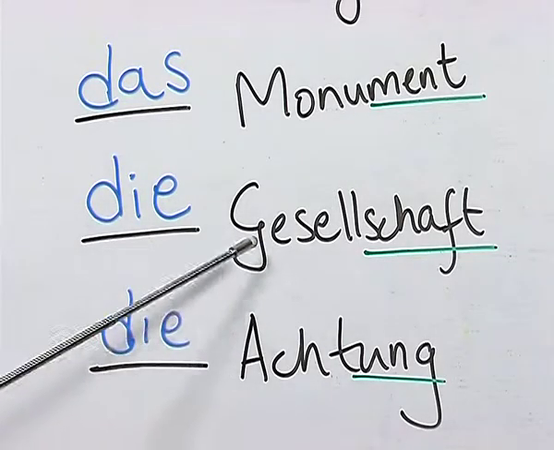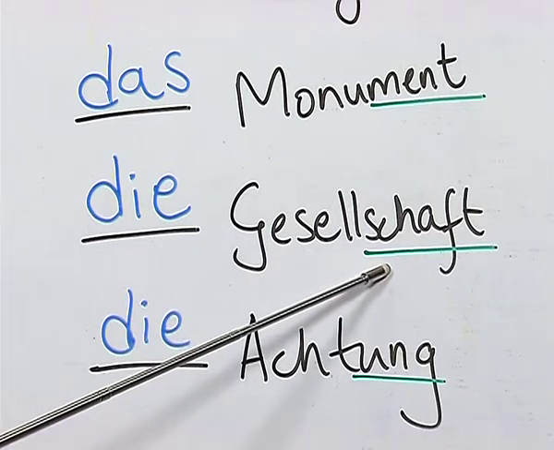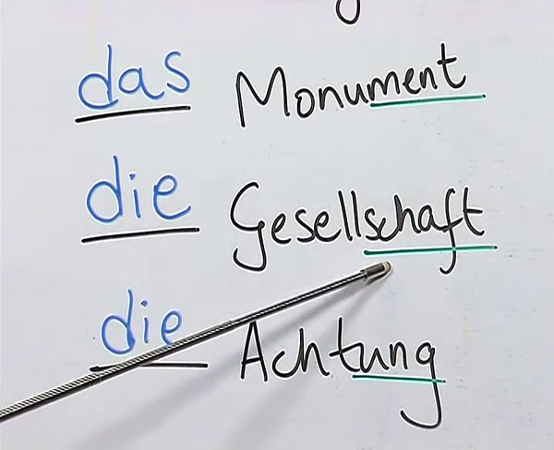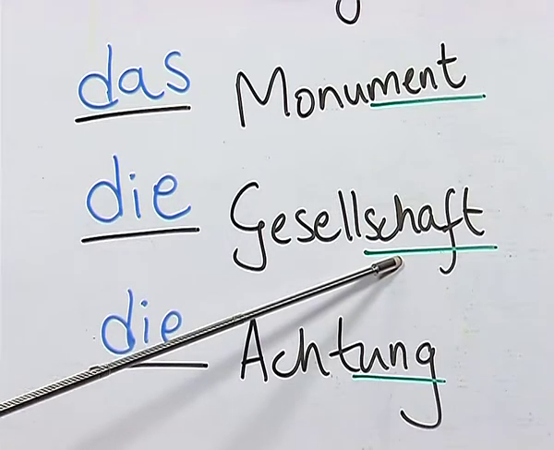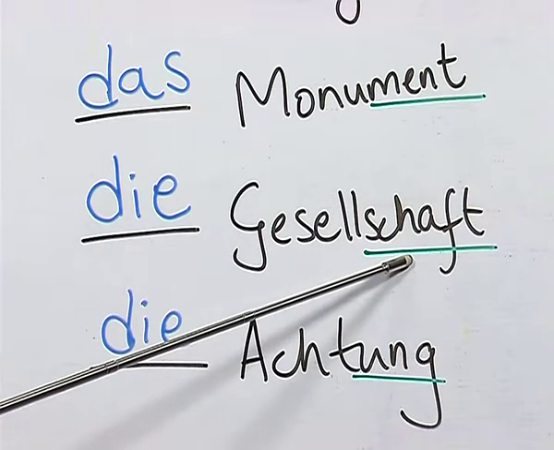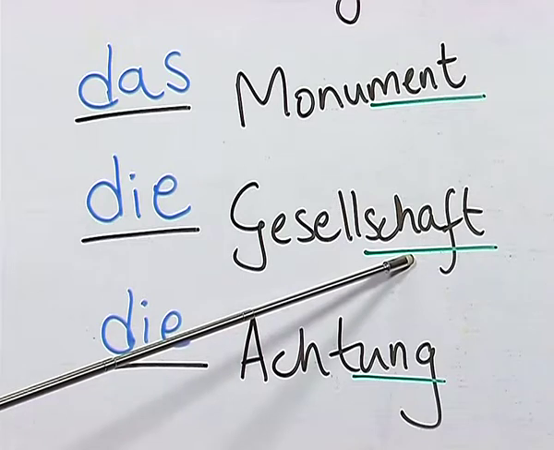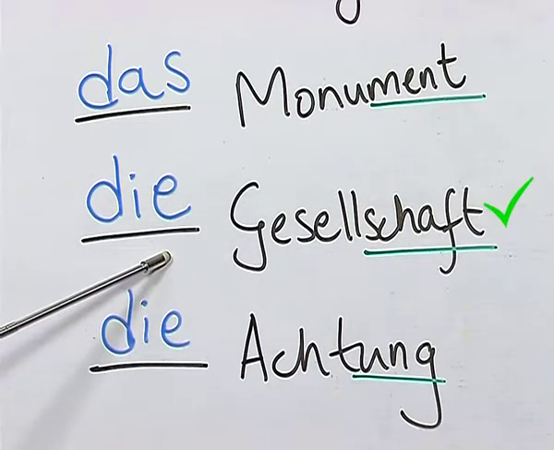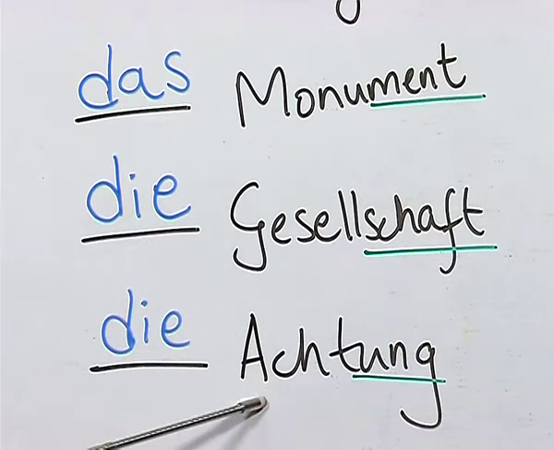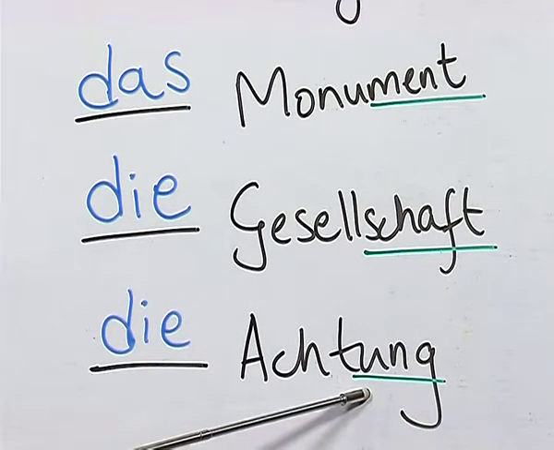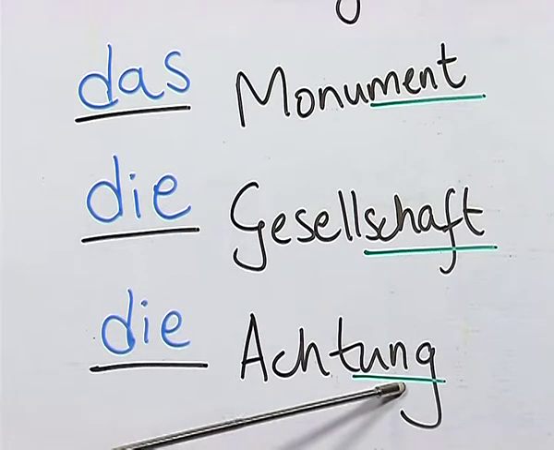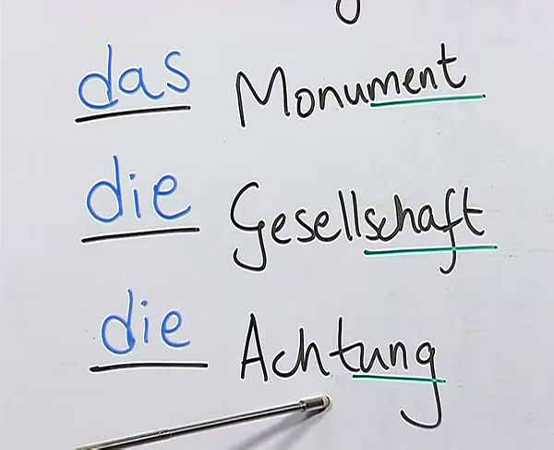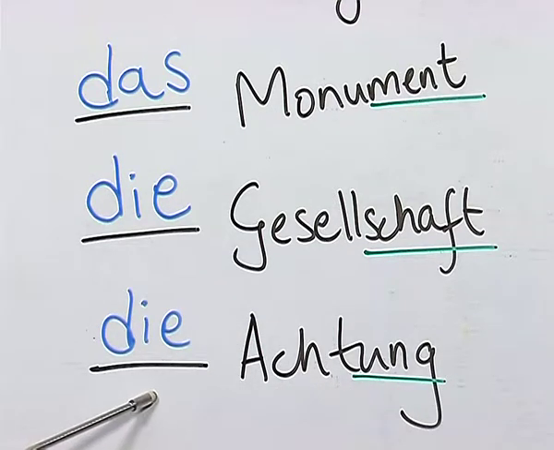Now let us look at this noun Gesellschaft, which means society. If you look at the ending -schaft, this denotes that this word belongs to the feminine gender, and so the student has written the right answer by writing the article die. And if you look at this noun Achtung, which means to be careful, here, as you know, the ending is -ung, which shows that the noun belongs to the feminine gender, which is die.